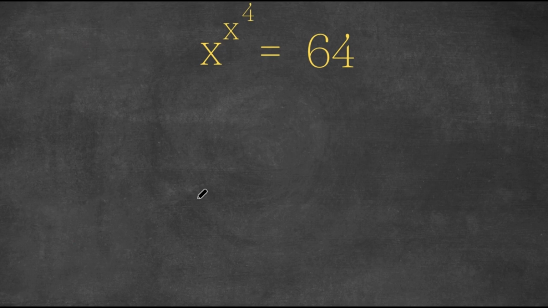Back to Click Academics. In today's video, I'm going to be teaching you guys how to solve this exponential equation. So we have x to the power of x to the power of 4 equals 64.